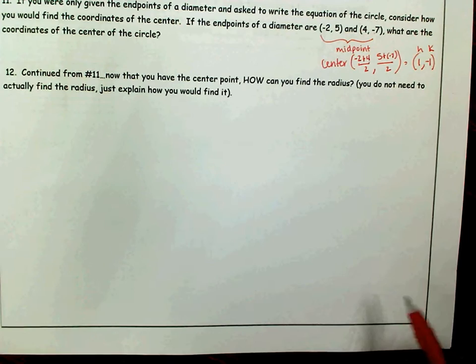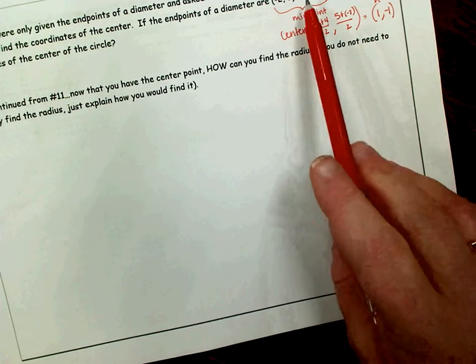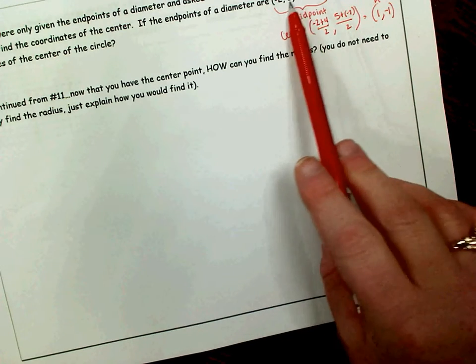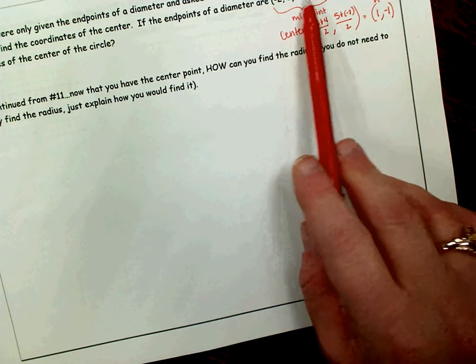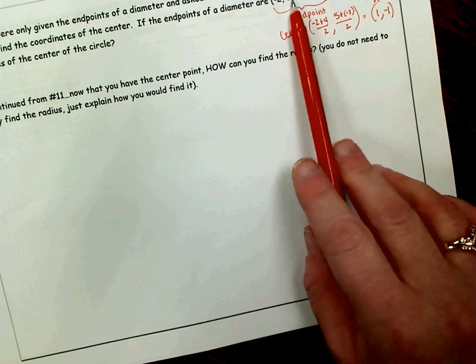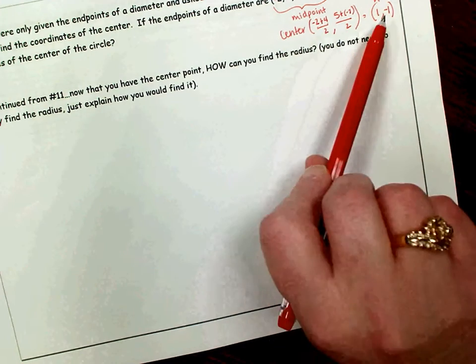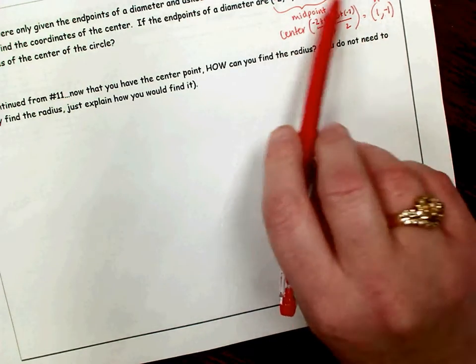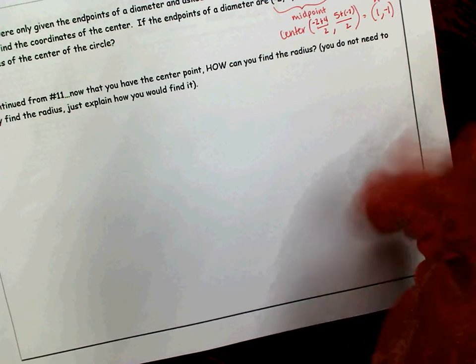So you have 2 options here to find your radius. Some students think it would be easier to find the distance between these and take half of it, but a lot of times that's more difficult because this will be a radical answer. So you don't want to do that. You want to take your center point and find the distance between it and either one of those points. It doesn't matter which one you pick because you're going to get the same distance. Obviously, your radius cannot change.